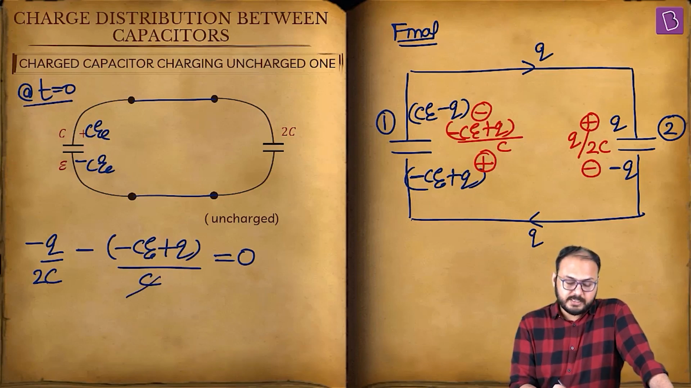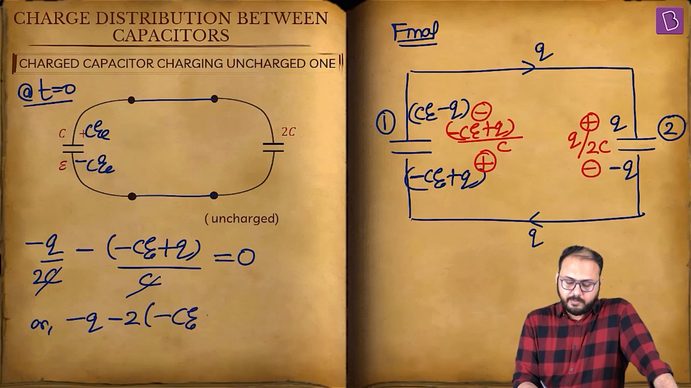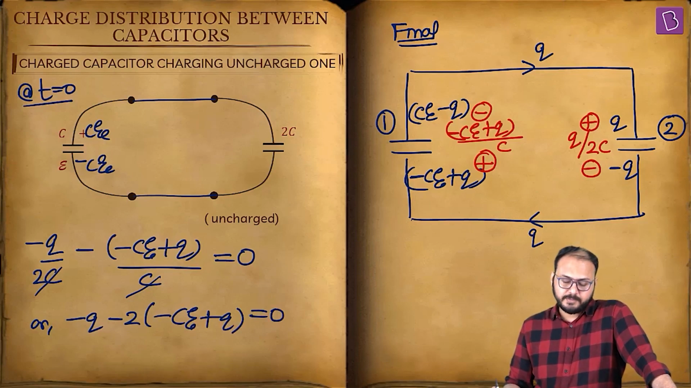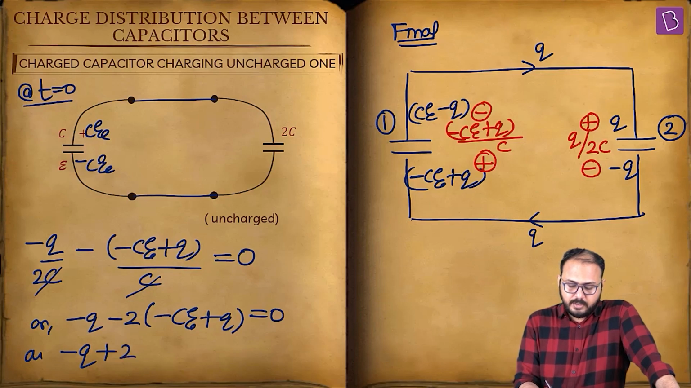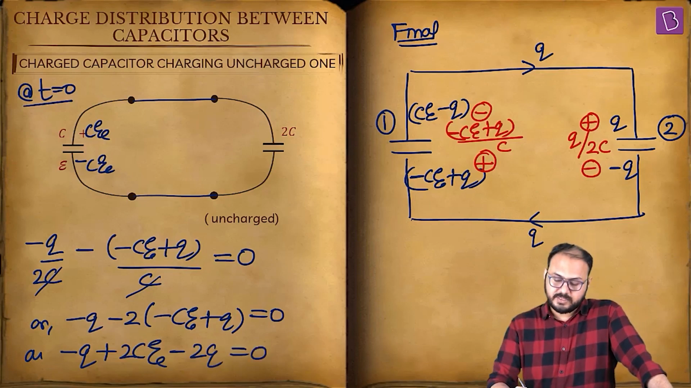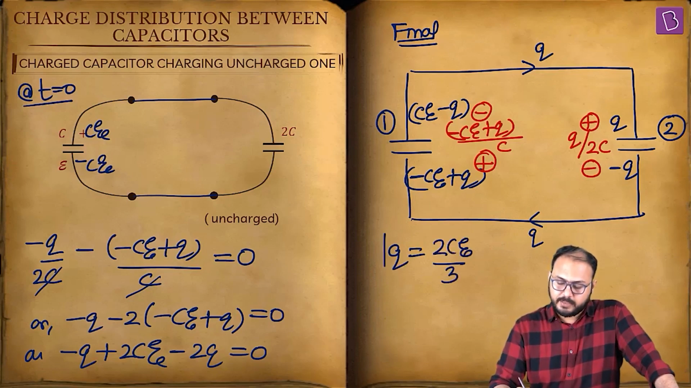Looks like it, sir. C and C get cancelled. It does, sir. Or minus Q minus 2 minus C plus Q equal to 0. Open the bracket. Minus Q plus 2CE minus 2Q equal to 0. This gives me Q equal to what? 2CE by 3.